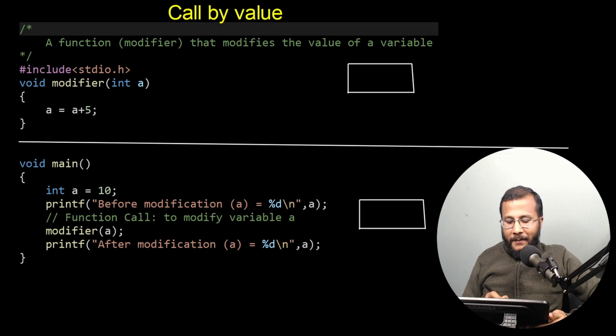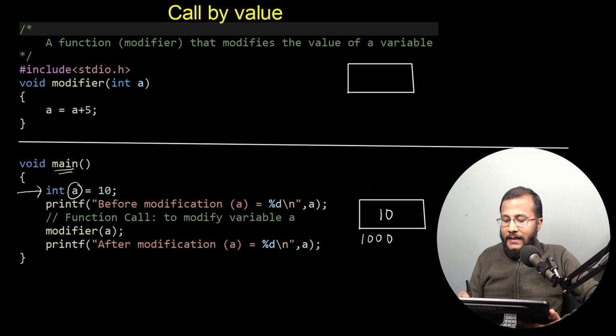Now this program starts executing from the main function. In the main function there is one variable that I'm creating. That variable is a. So it will occupy space in the memory. Let's say it is occupying the space, starting address being 1000. This address is allocated by the operating system. And inside this address, the value 10 is stored and the name of this memory location is a.